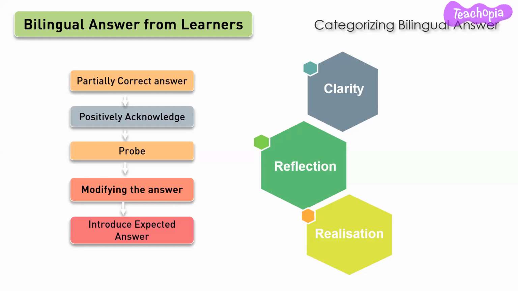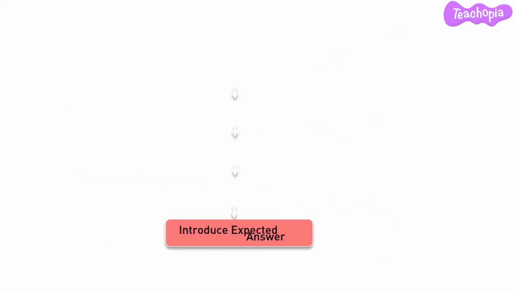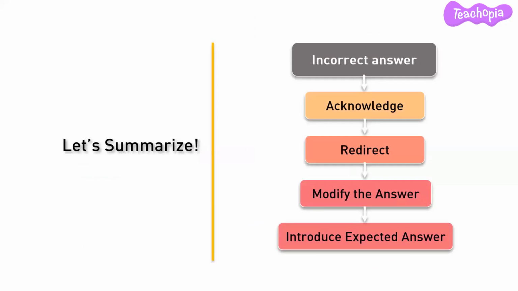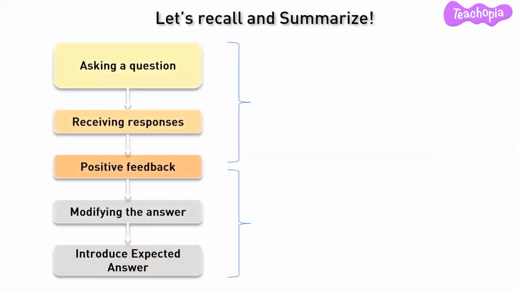So just as how you would deal with partially correct answers by probing them towards the expected answer, bilingual answers also can be dealt in a similar fashion. So now that brings us to the summary of what we've been doing so far with incorrect answers, which is acknowledge, redirect, modify, and introduce the expected answer. But it also brings us to the summary and end of both our classroom conversation modules.